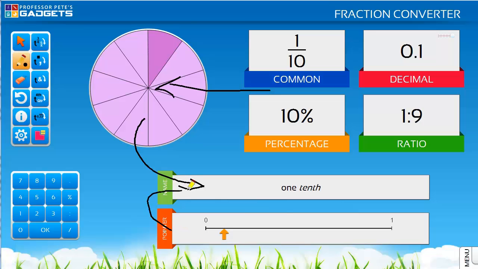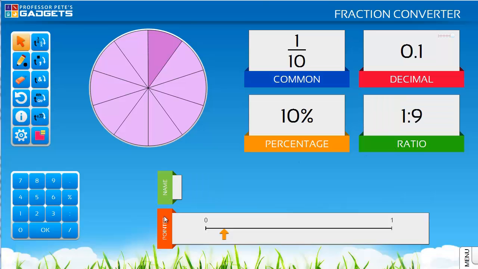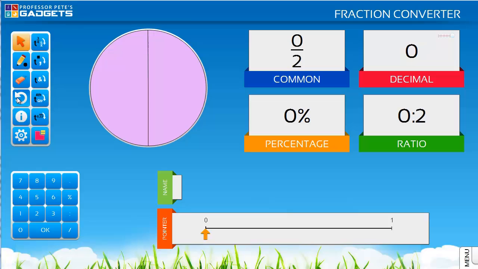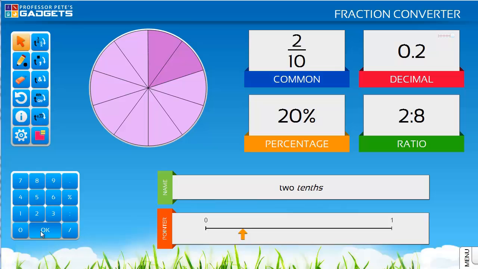The Fraction Converter Gadget allows all fractional representations to be hidden or revealed, allowing for questions and answers. The pointer on the number line can be hidden, allowing students to guess where they think the fraction will lie. Fractions can be entered initially in any of the 4 forms. To enter a common fraction, click on the fraction box, then use the keypad to enter 2/10. OK. All the other fraction forms will be automatically inserted.